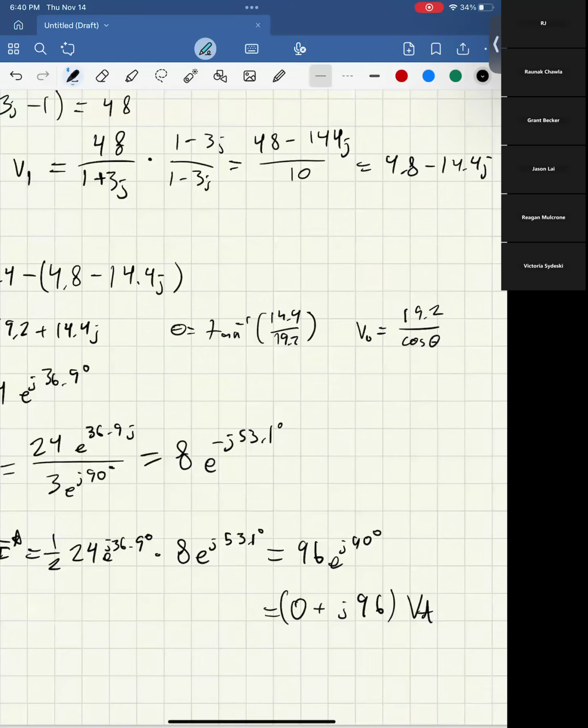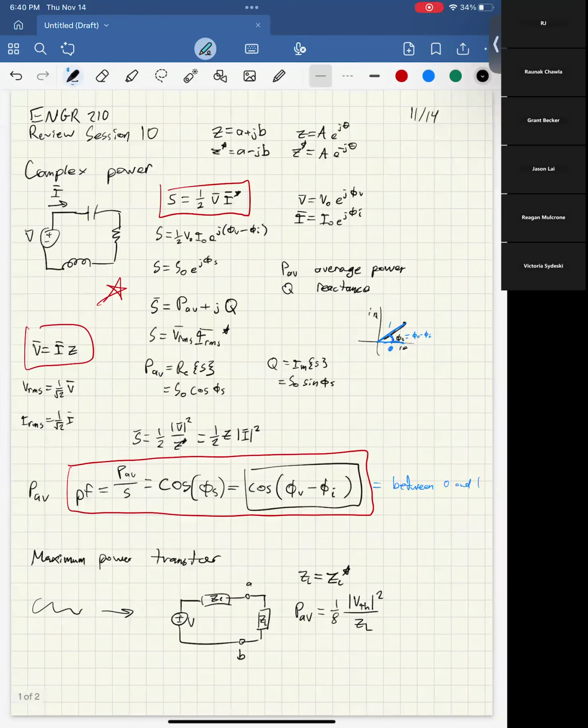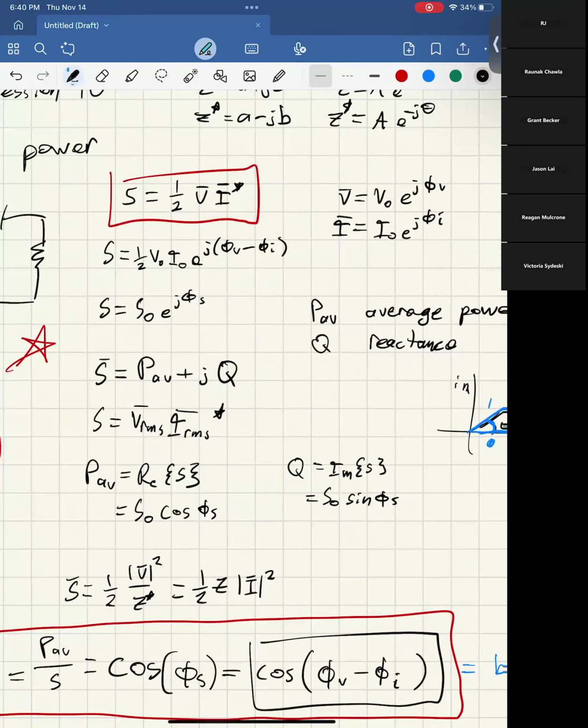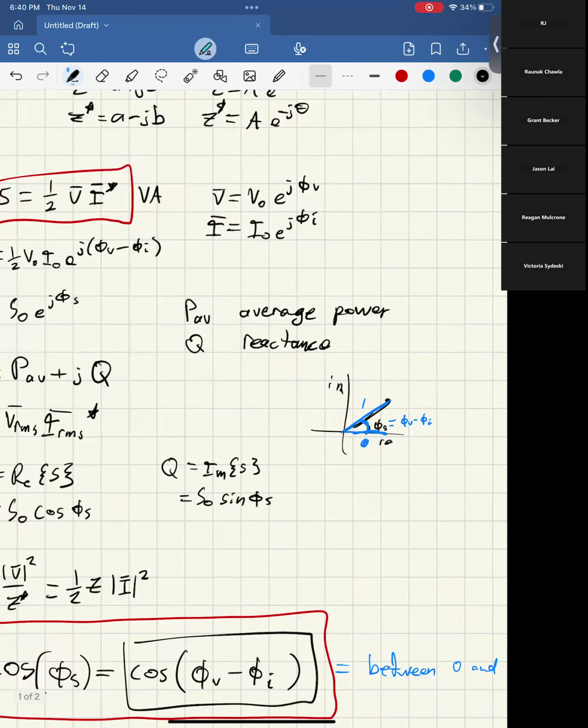Oh, this is a kind of important thing that I missed at the beginning. The units for stuff in this are kind of weird because they don't use watts for everything. The complex power has units of volt amps, the average power has units of watts, and the reactive power has units of volt amps reactive. So make sure you write those when you're doing the question.